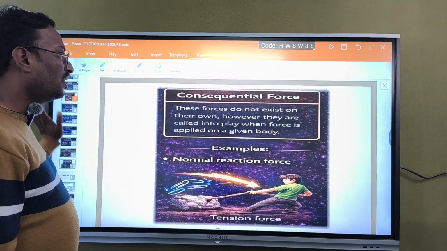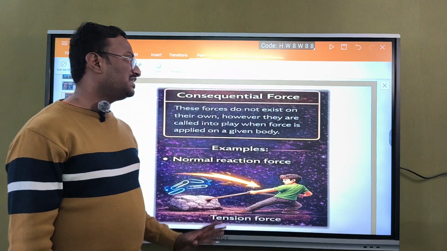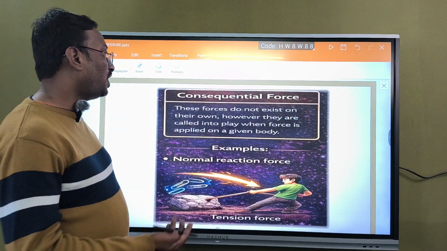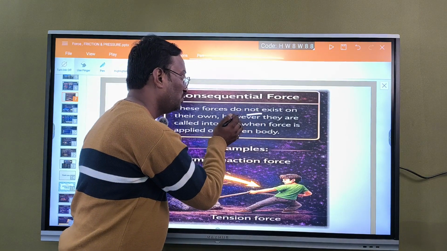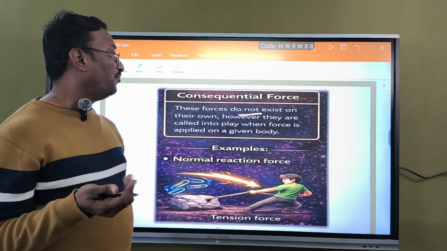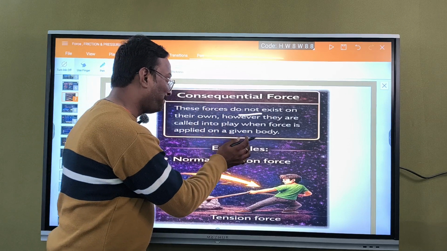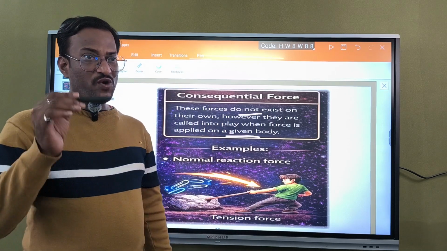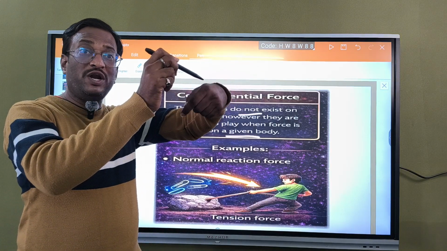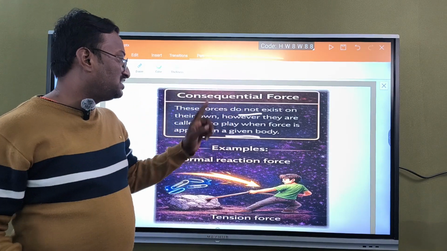Alright. Next thing is consequential force. There is one more force, that is consequential force. What is consequential force? These forces do not exist on their own. See children, these forces never exist on their own. However, they are called into play when a force is applied on a given body. When you apply some sort of force on a body, only then a new force is created there. That created force, we call it consequential force.